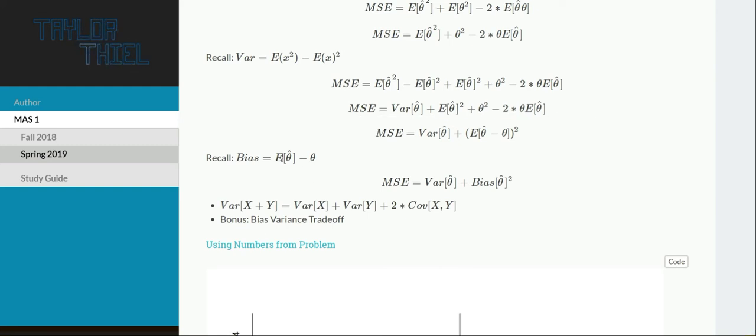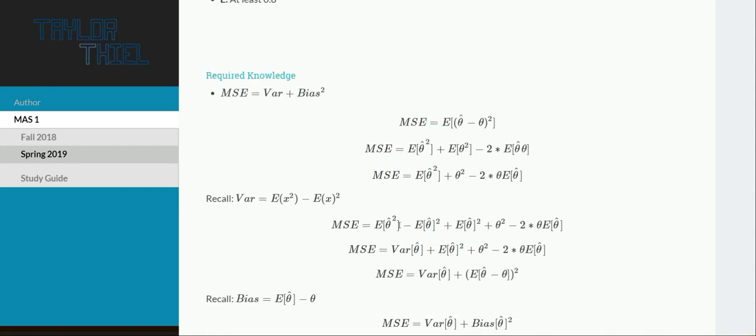At this point, if you remember that bias is defined as the expected value of theta hat minus theta, this is just the exact definition of bias. So we can replace it with bias of theta hat and then square that term, because there's still this square here. And this is how we get to the rewriting of mean squared error as just being the variance of our estimator plus the bias of our estimator squared.